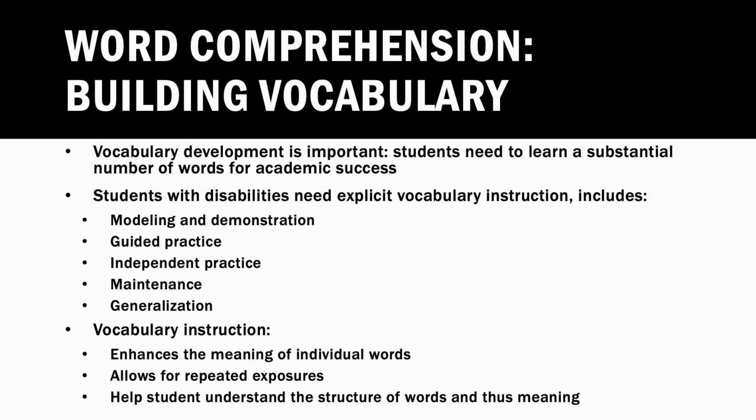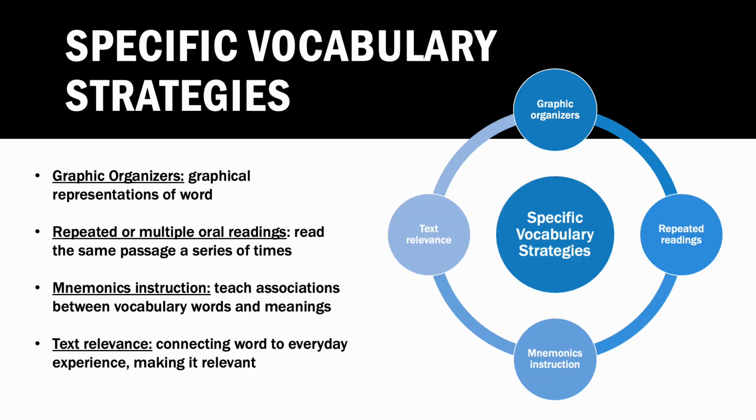And then again, there are a lot of important instructional guides here talking about how to use that instruction, like modeling, guided practice, maintenance, generalization, all of those things that you can read about more in depth in the chapter, and then also continuing with what we talked about in chapter 2. These specific vocabulary strategies here are super important. Things like graphic organizers, repeated or multiple oral readings, like repeated readings we talked about earlier, mnemonics, and text relevance. So all of these are specific strategies to really hone in on that vocabulary.